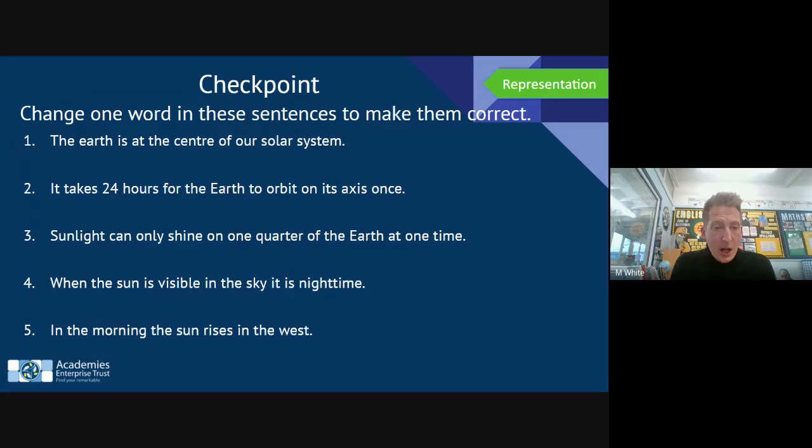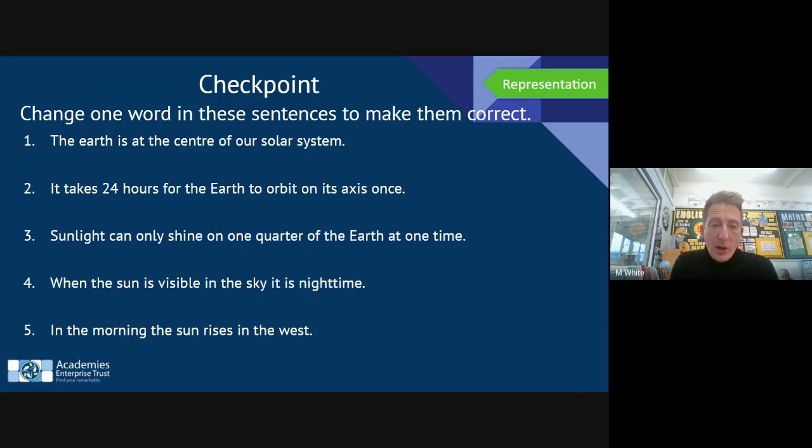Question number 3, sunlight can only shine on 1/4 of the Earth at a time. Okay, so think about what we've done with fractions. What is 1/4 of the Earth? Go back to that diagram that we just looked at. That should give you a really big clue. So maybe that fraction isn't quite right.